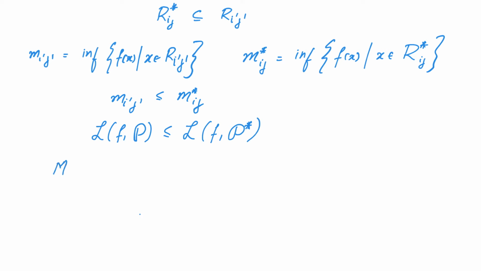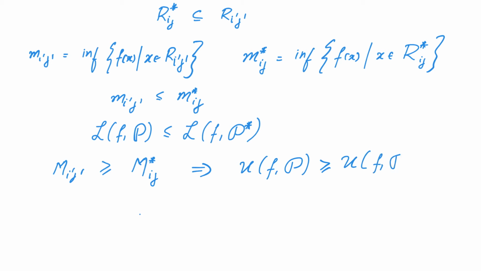But supremum has the opposite behavior. Supremum over a bigger set is bigger. Therefore, we can conclude that Mi dash j dash is greater than or equal to Mij star. And this would imply that U of f comma P is greater than or equal to U of f comma P star. In other words, the finer the partition, the smaller the upper sum.